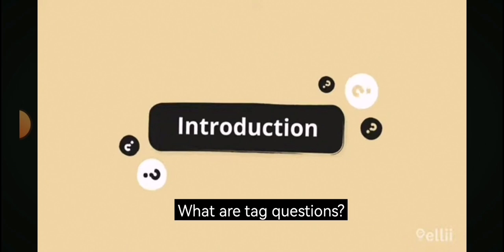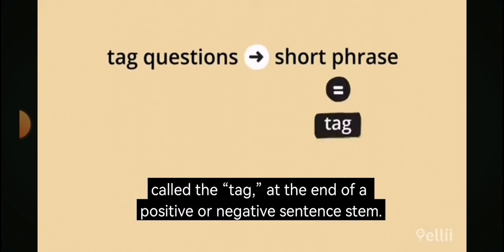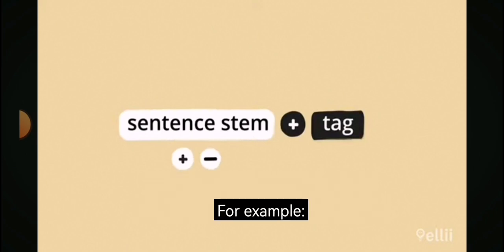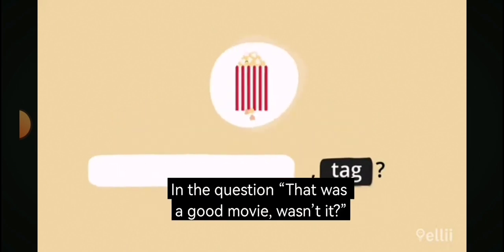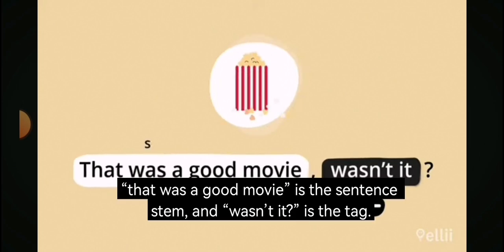Tag questions. What are tag questions? Tag questions include a short phrase called the tag at the end of a positive or negative sentence stem. For example, in the question, "That was a good movie, wasn't it?" "That was a good movie" is the sentence stem, and "wasn't it" is the tag.